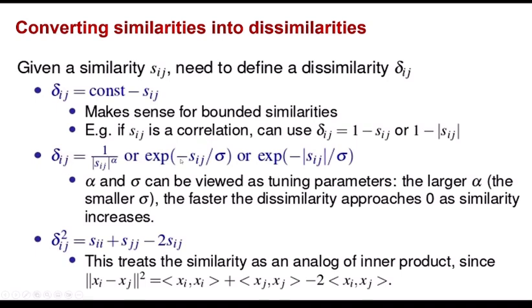Then I also have this, another way to determine the dissimilarity. Here we have parameters alpha and sigma, and those are tuning parameters, in such a way that when you have a larger alpha or smaller gamma, the faster the dissimilarity approaches zero as similarity increases. And of course, you would also have another form of similarity that is going to be an inner product. You can see a square here, right? So which is going to be that.